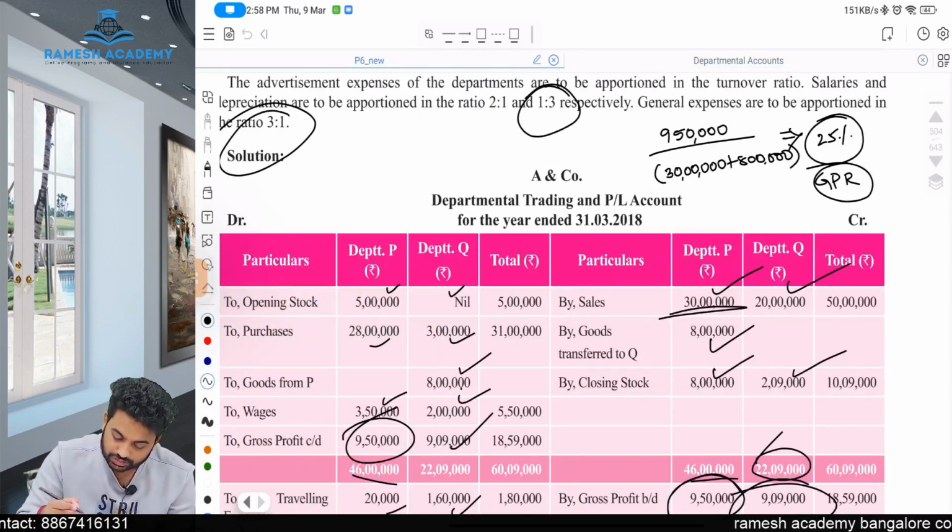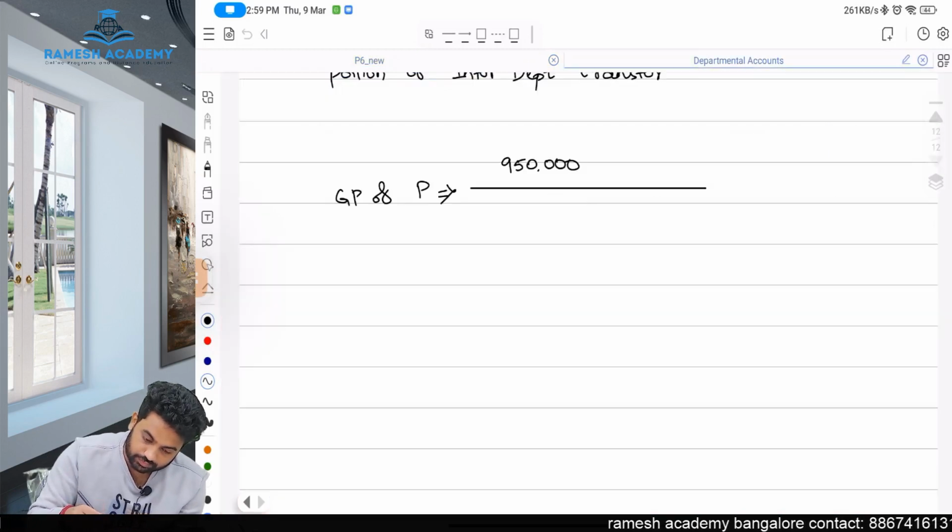So sales 30 lakh, upon that 8 lakh, 38 lakh.